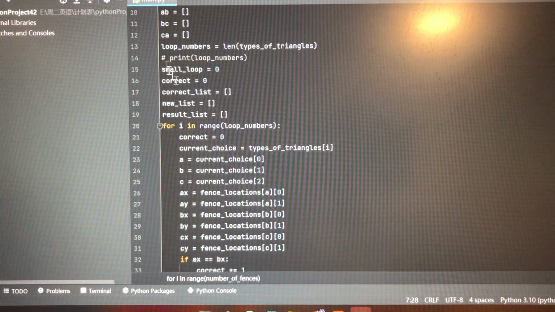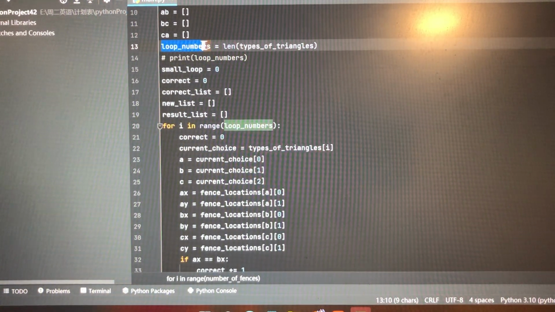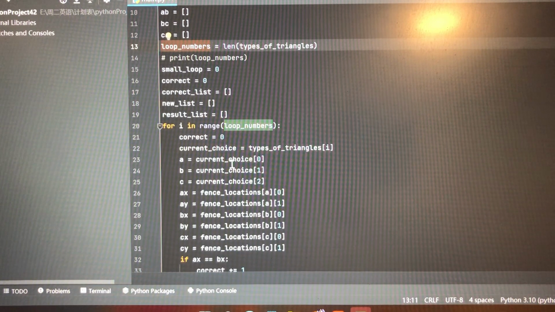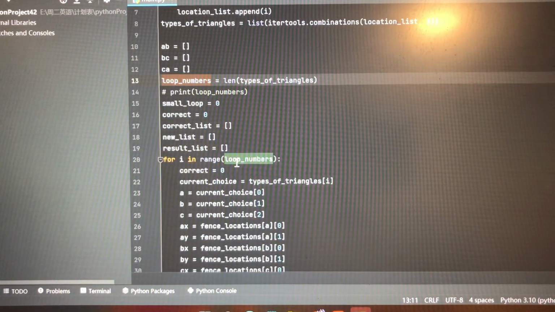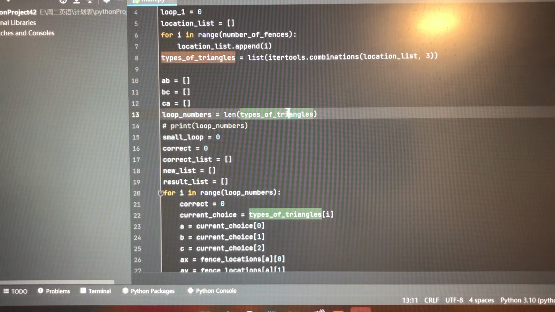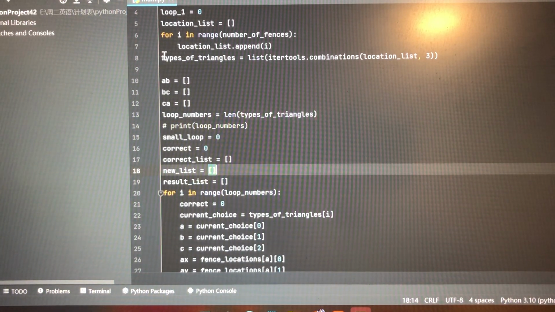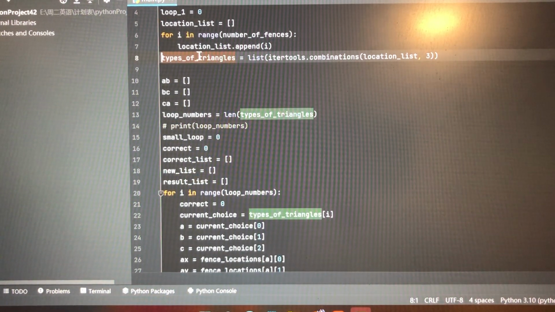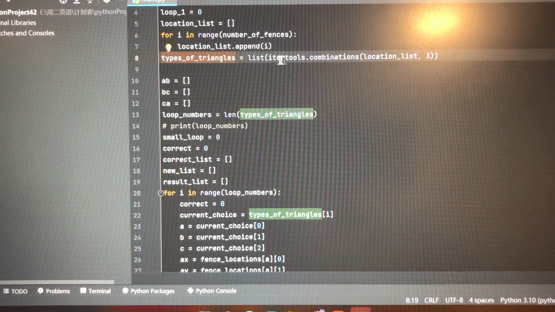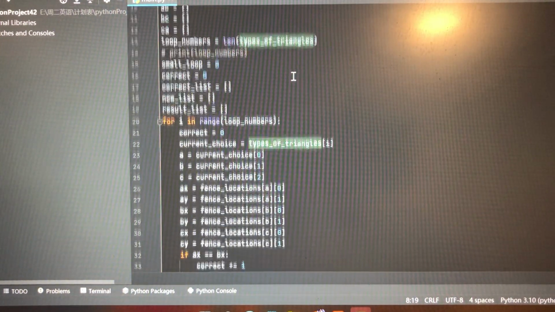These are all the variables I set, and this is the loop number, like how many times I need this loop to go on, which is basically the length of this. It depends on how many triangles I can get from the combinations.